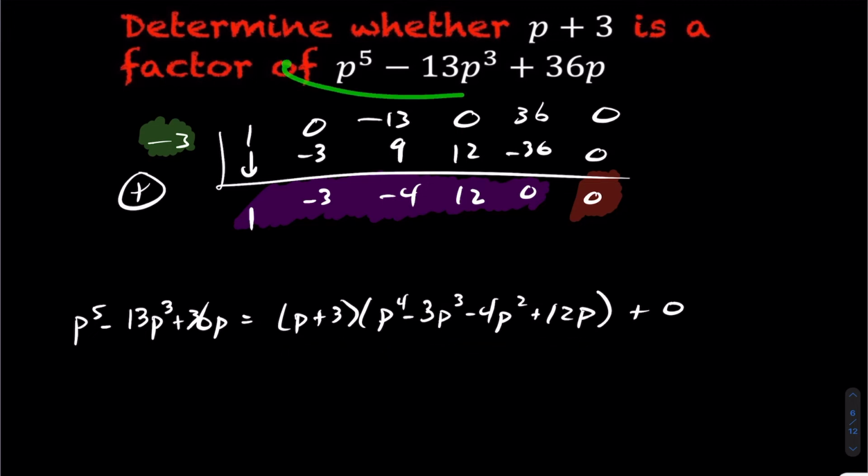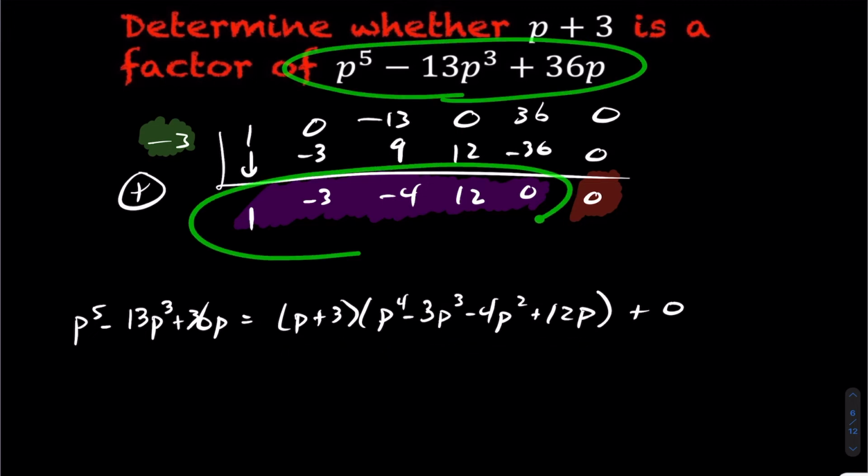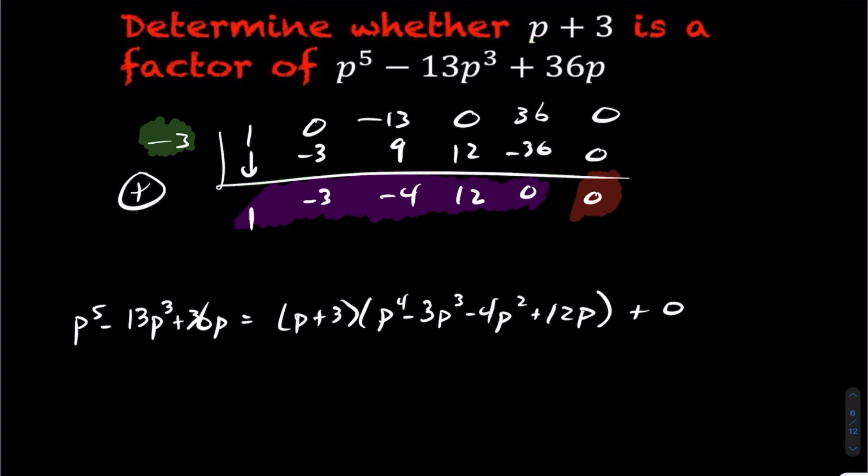And again here, this was a degree 5 polynomial, so this becomes a degree 4. And you'll see here this becomes 1p to the power of 4 minus 3p cubed minus 4p squared plus 12p plus 0, which I didn't write. And then we have a remainder of plus 0 written down as well.